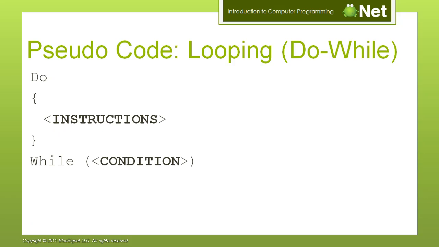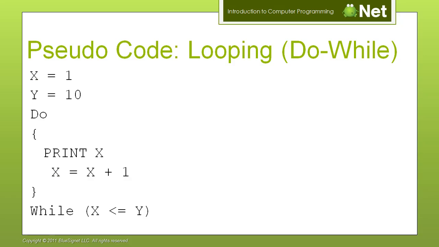The next type of loop is a do-while, which we've seen before. The do-while is very similar to the while, but we do the instructions first and then test the condition. So the way we denote this in pseudocode is by saying do the following block of code while this condition is true. If this condition is still true, we go back to the do and execute the block of code again until that condition is false.